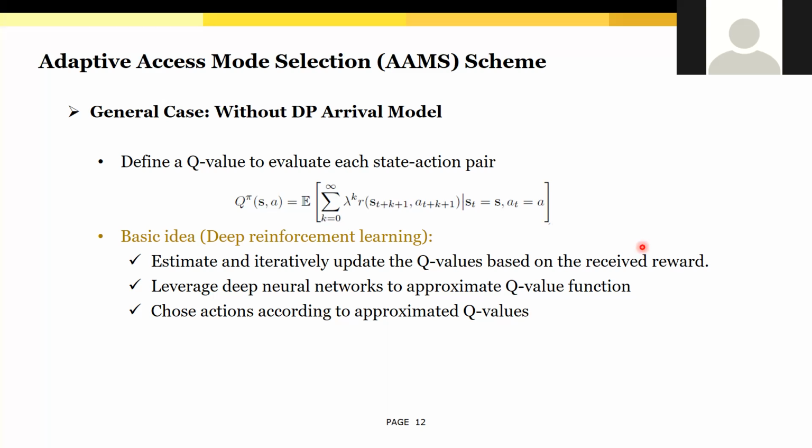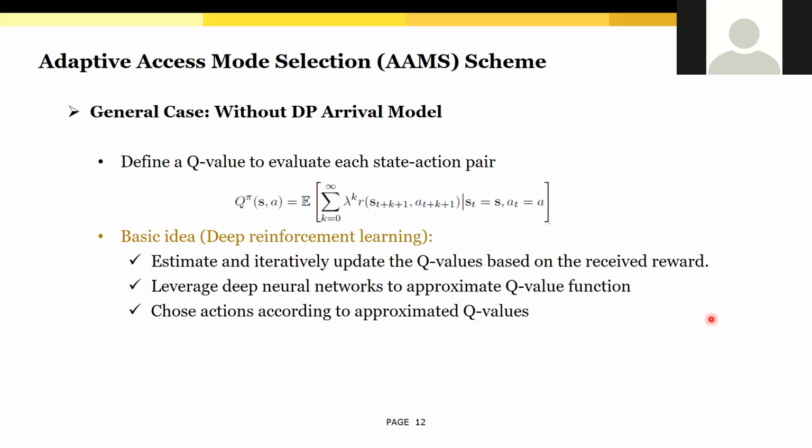In this case, we define a Q-value function to evaluate each state-action pair, which represents the expected discounted reward of taking actions under policy pi, starting from state S. Then we propose a reinforcement learning-based algorithm to solve this problem.